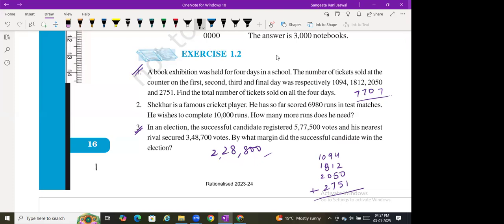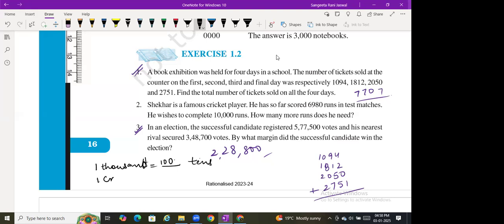By the time Nishika will tell me, 1,000 is how many tens, Nishika? 1,000 is how many tens? 100. Okay, 1,000 is 100 tens.